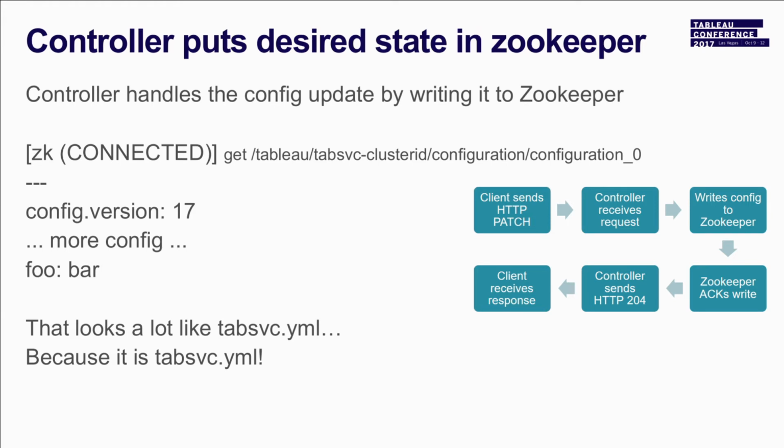And if you look at what the contents of the config are in Zookeeper, it's got this config.version:17, a bunch of config. Here's the config value that we tried to set, foo::bar. And you may be familiar with this format because if you've ever looked at tabsvc.yaml, that's what this is. So tabsvc.yaml now canonically lives in Zookeeper, and that's how it gets distributed across the cluster.